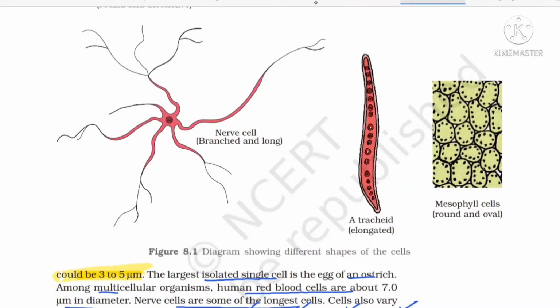They can ask you which cell is branched and long: the nerve cell. All this they can ask you. From here, questions are there, beta. Is it clear? The shape depends upon the function they perform.